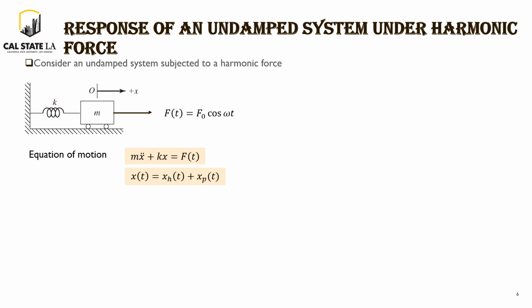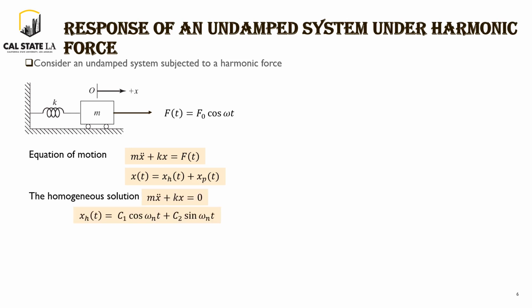Let's consider this undamped system subject to a harmonic force, F(t) that is equal to F0 times cosine omega t. We can find the equation of motion from Newton's second law as m x double dot plus kx that is equal to F(t). Since this equation is non-homogeneous, the total response x(t) will be equal to x_h(t) plus x_p(t), where x_h(t) is a homogeneous solution and x_p(t) is a non-homogeneous solution.